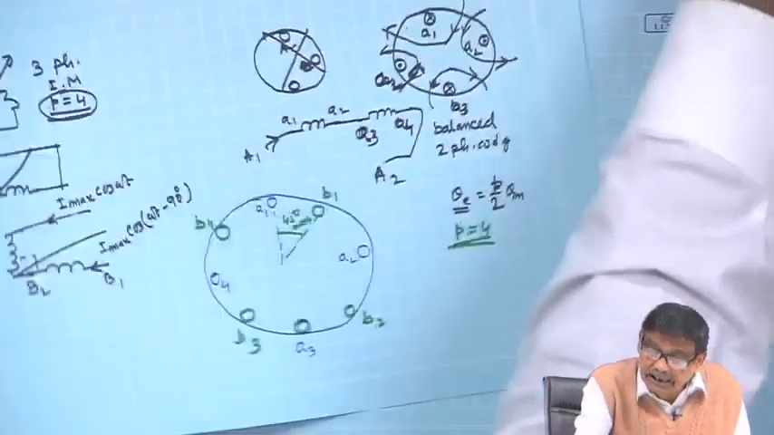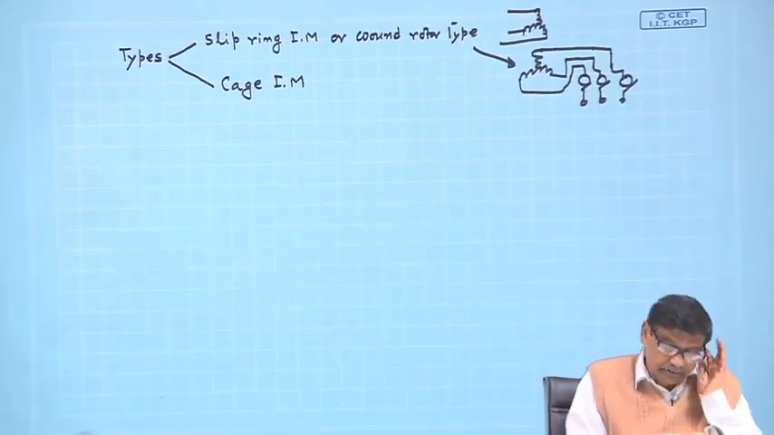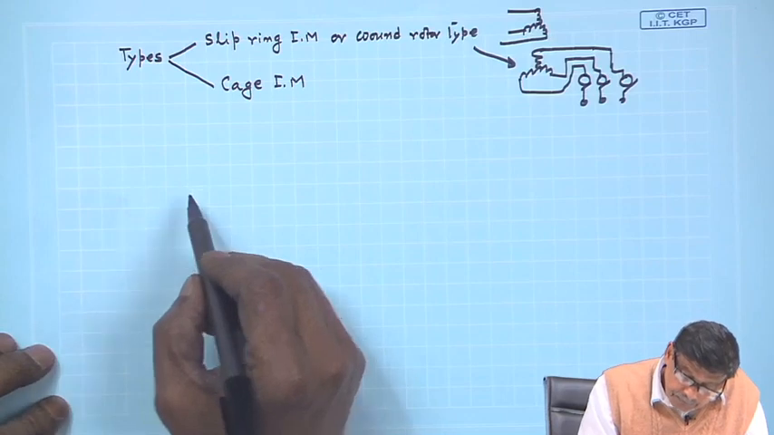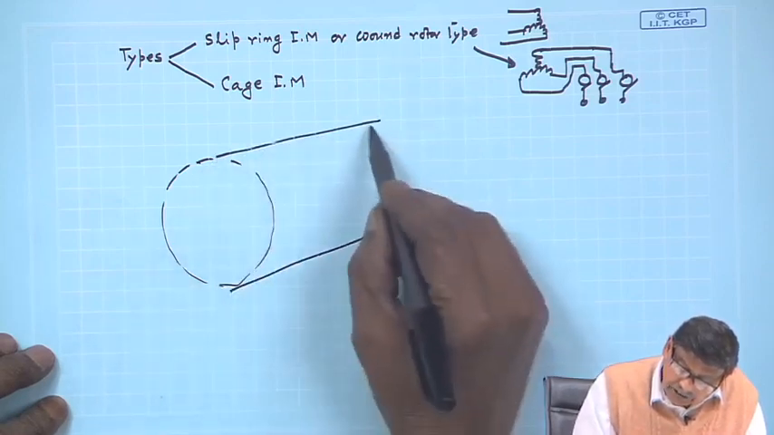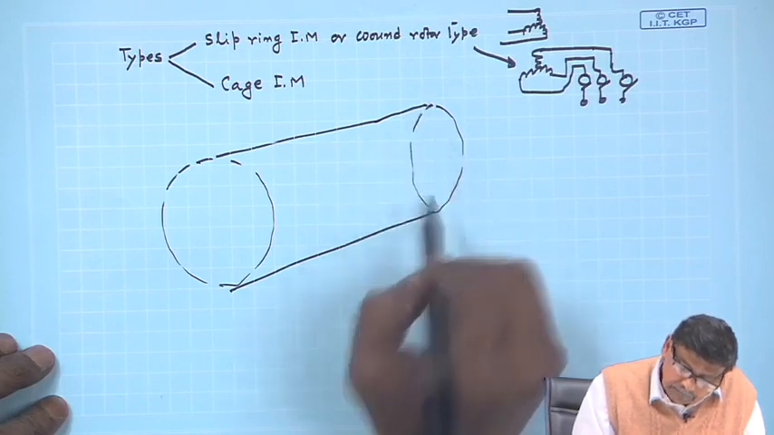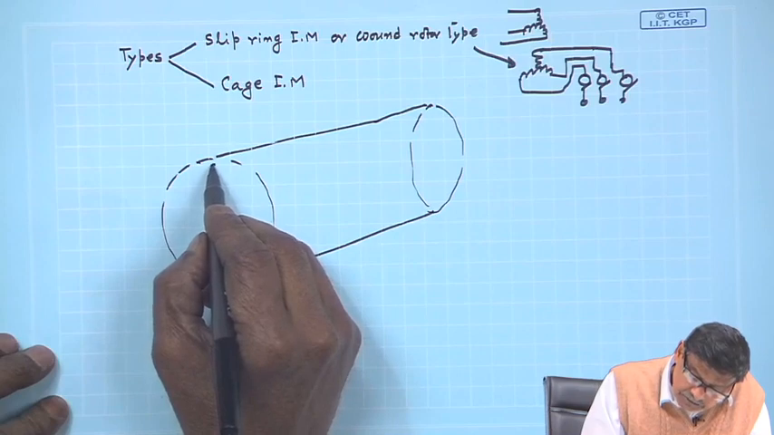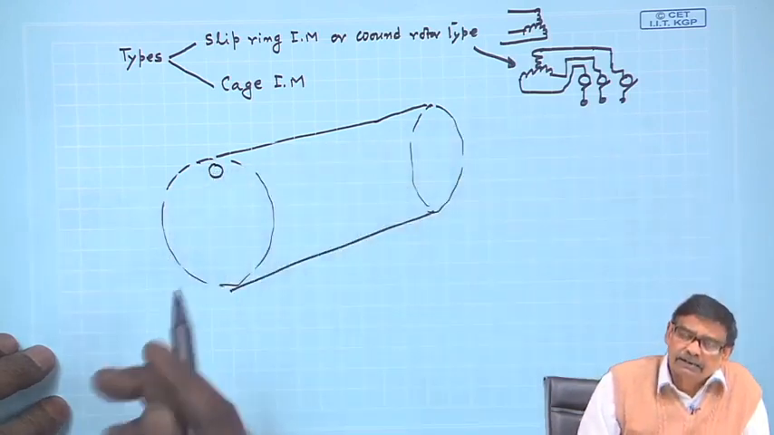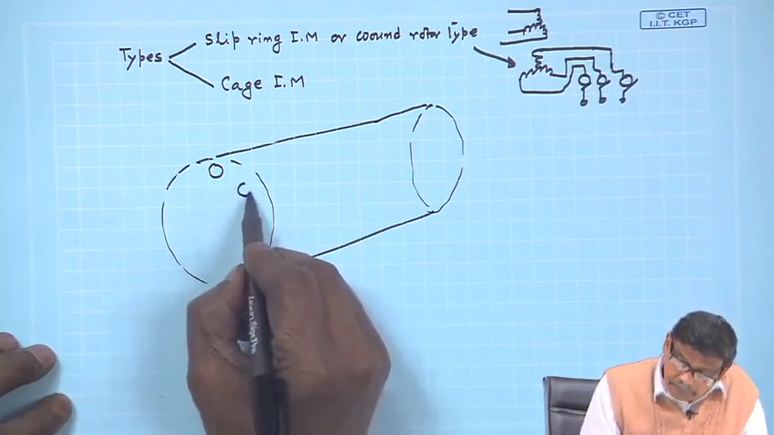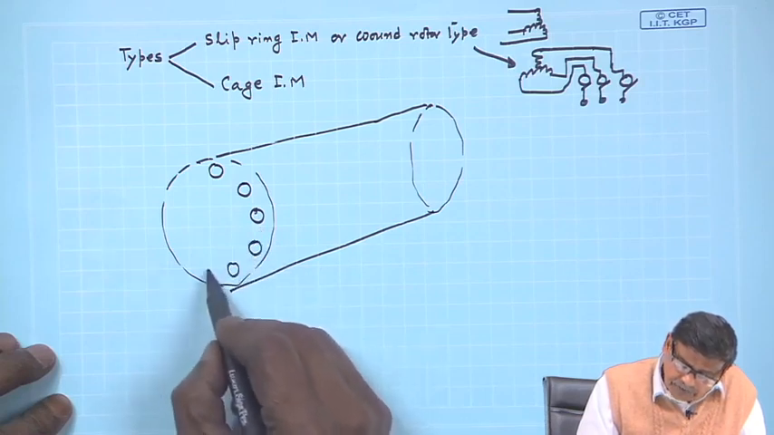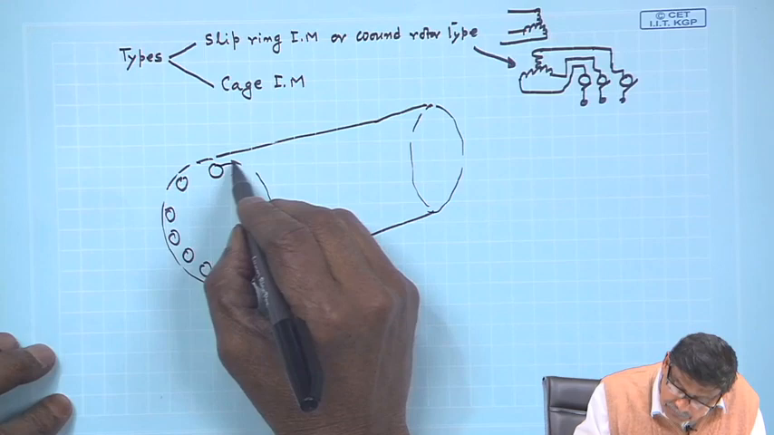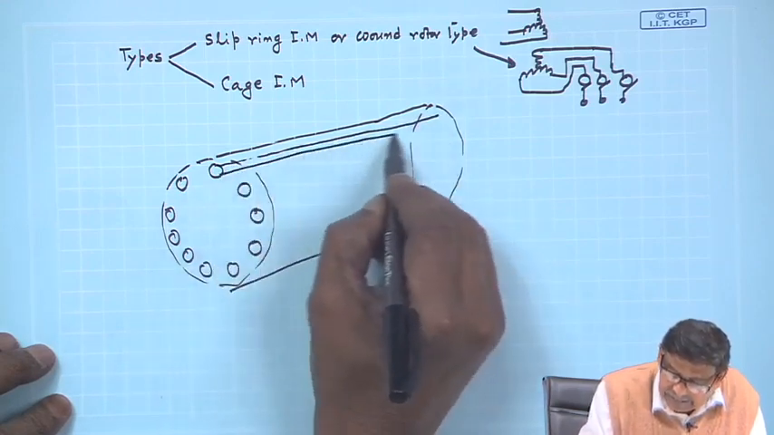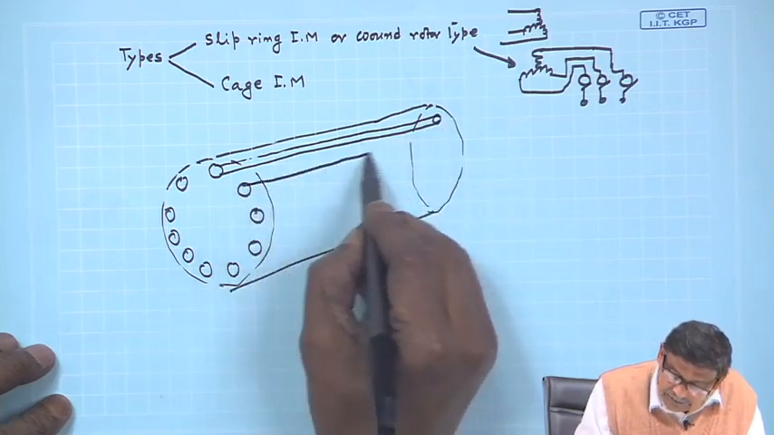Now coming to the cage induction motor, as I was telling, it is very interesting. See, cage induction motor, first see the construction. This is suppose the rotor iron, and there will be slots in which there will be conducting bars, bars of copper, and several such bars will be there. In these slots either aluminum or copper bar, and that will run along the length here. This is one bar, this is another bar, like that.